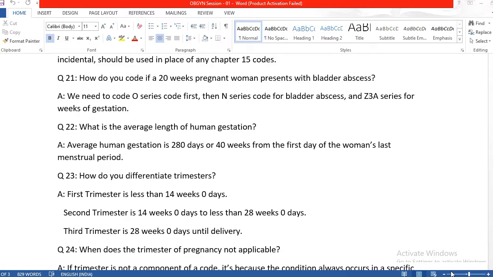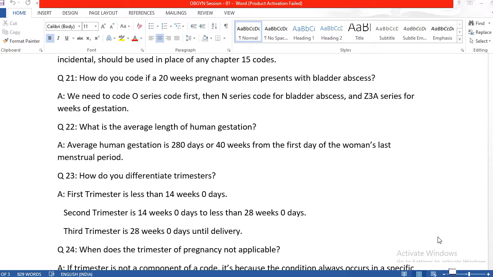In one scenario, if the pregnancy code itself contains the complication, we need not code 3 codes. Only 2 codes are enough. Here bladder abscess is separate, so we need to code the O series code first, then the N series code, and Z3A for weeks of gestation. So we need to check the documentation whether that complication is included in the O series code or not. If it is included, no need to code a separate chapter code. If it is not included, we need to code the chapter.